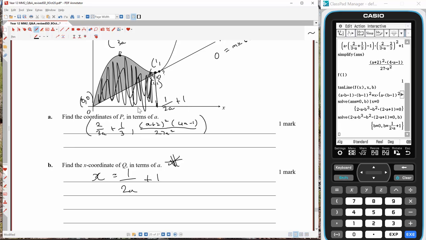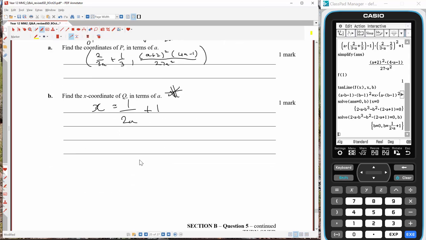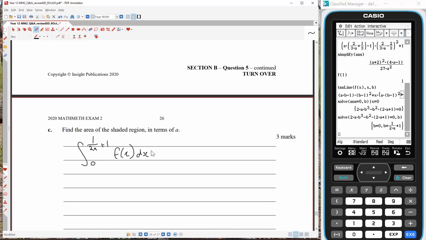Now what that does is that's going to give us all of this area here, all of this stuff under the curve. And then what I'll do subsequent to that is remove this area here, which is basically an area of a triangle, with a base of 1 over 2a plus 1 and a height of f of 1 over 2a plus 1. Right, so let's finish our equations. Full area under the curve, take away half times the base, which is 1 over 2a plus 1, times the height, which is going to be f of 1 over 2a plus 1.